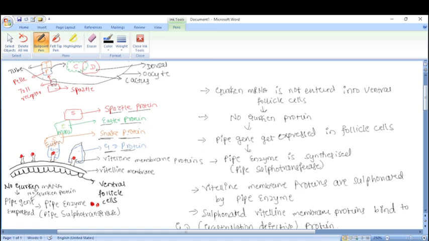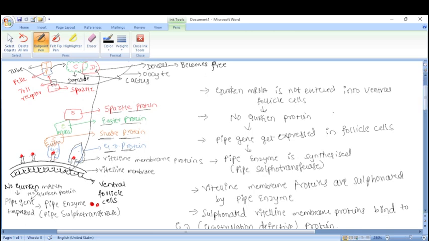Once the Pelle is activated, it will phosphorylate the Cactus, and this leads to the separation of the Cactus and Dorsal protein. After the phosphorylation, this Cactus protein will degrade and the Dorsal protein becomes free. Now this Dorsal protein will enter into the nuclei of the ventral follicle cells, and they will get ventralization of the cells.